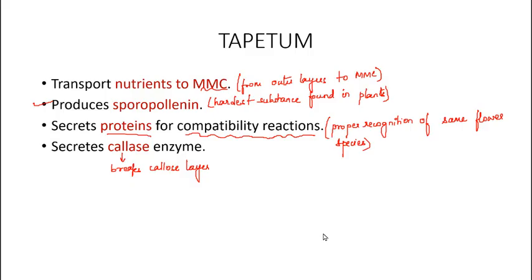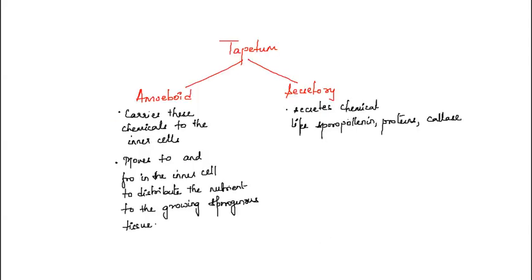How the microspores are released from the tetrad, we will discuss after some time. But we need to know that the tapetum is synthesizing sporopollenin. It is synthesizing callase, and callase is helping in the dehiscence of the anther. Now this tapetum is of two types. They are amoeboid and secretory.